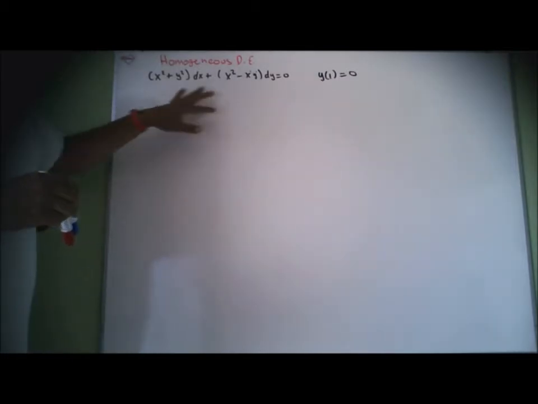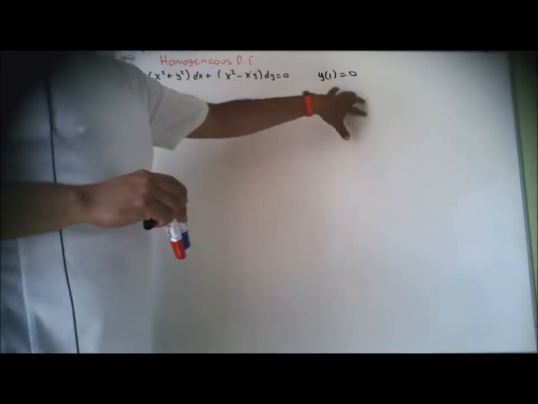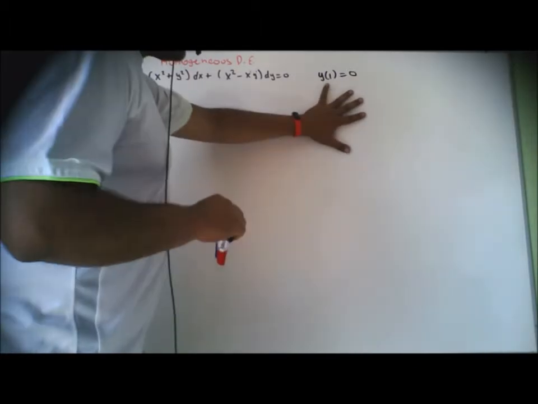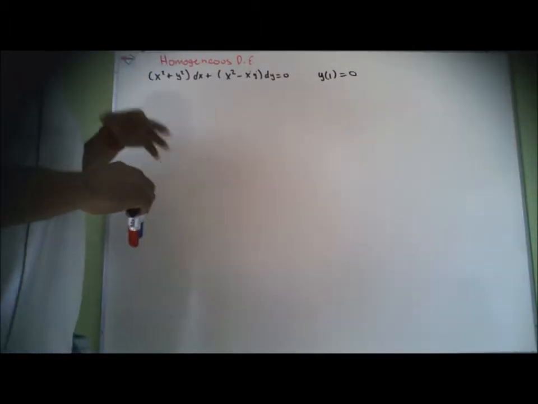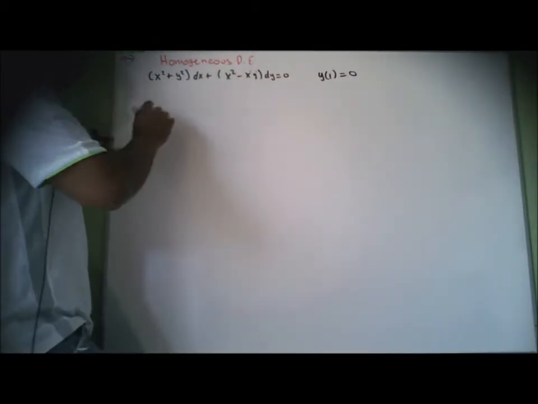Okay, in this video we are going to solve a homogeneous differential equation. It's the same example as before, so we already know this is a homogeneous differential equation of second degree. But here they are giving us an initial condition. Remember, if they are giving us an initial condition, that means we have to calculate the constant.